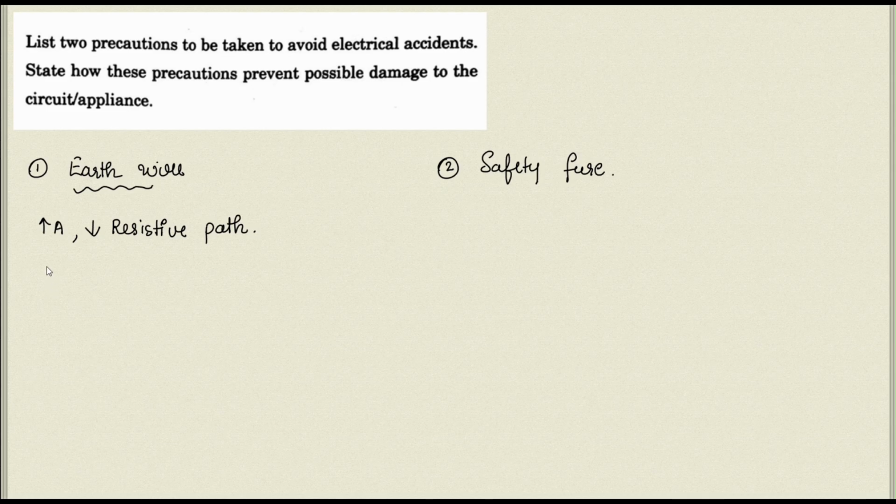Earth wire is connected to those devices with metallic bodies in it. Those devices which are high power devices. High power devices means what? Those devices which utilize more power. So there may be chances of developing extra charges or leakage of electric charges to the metallic body of these devices, just like electric iron or refrigerator or microwave and all.